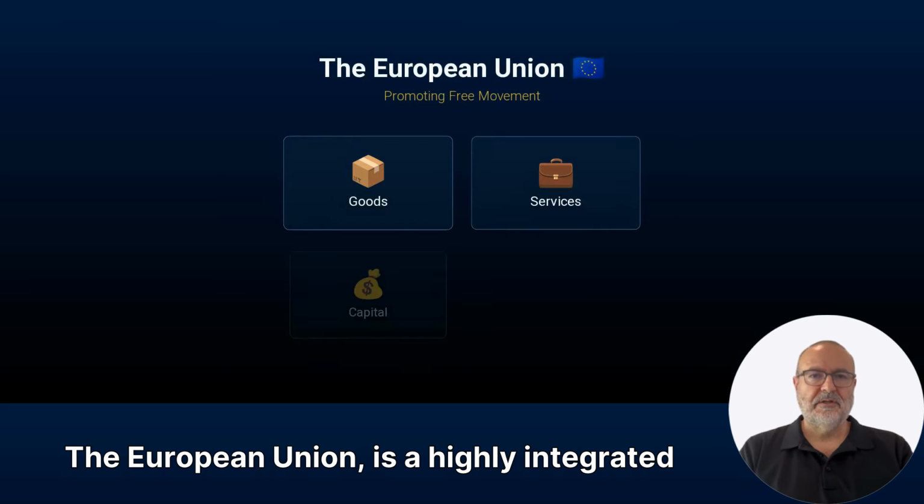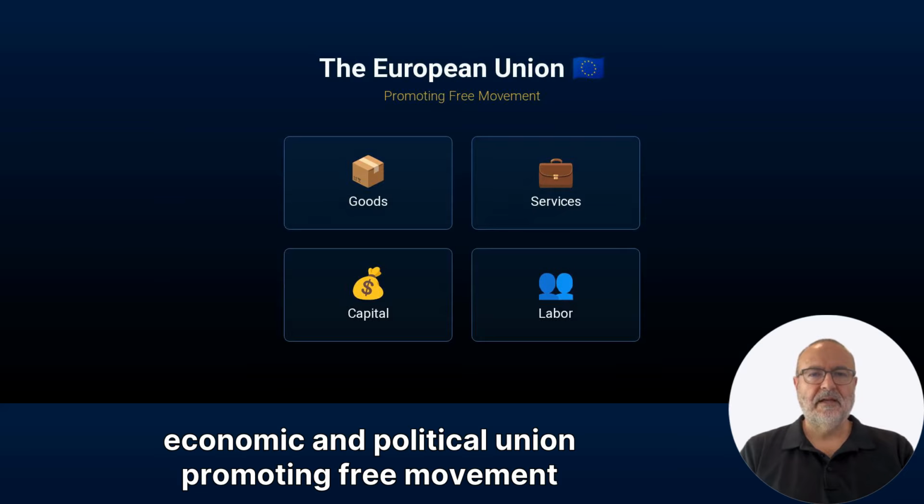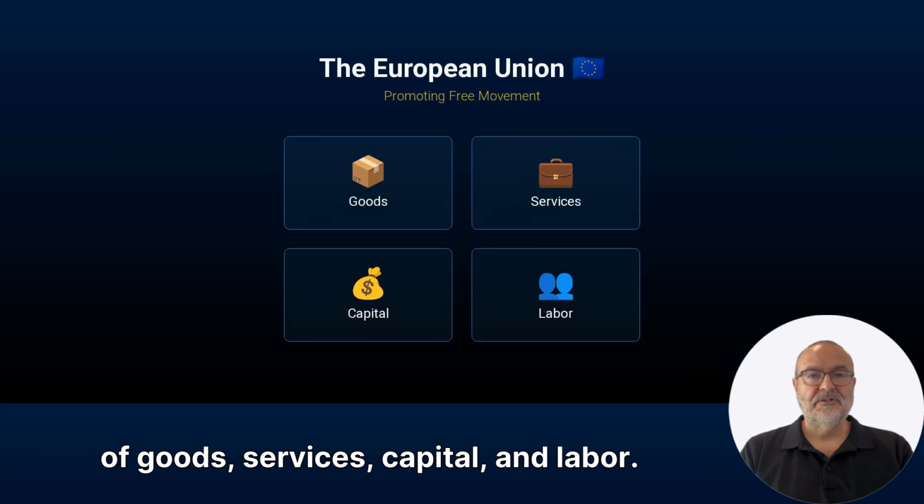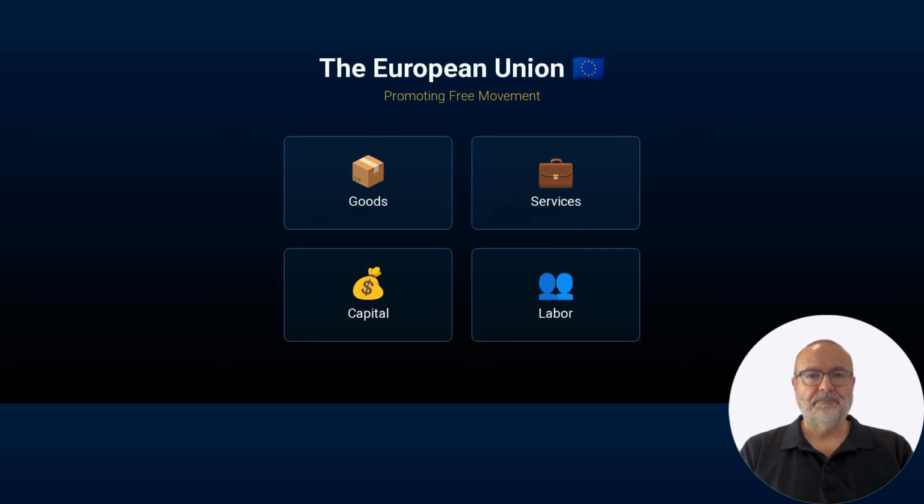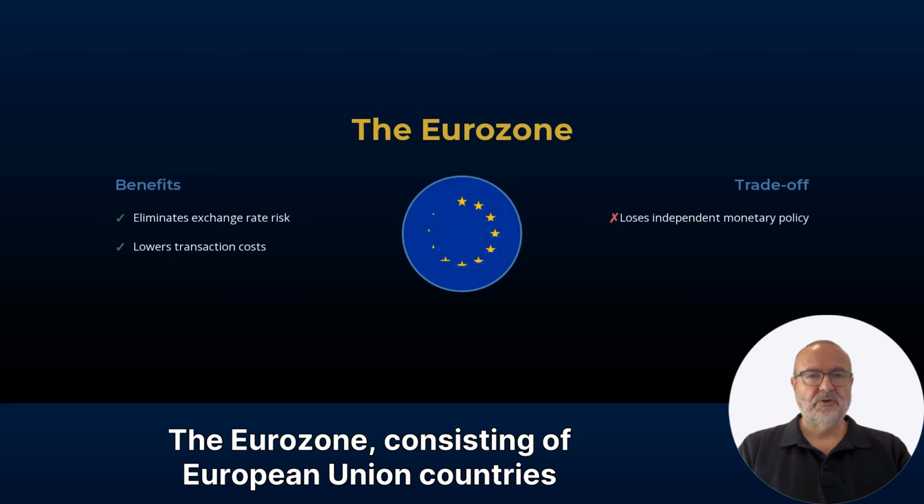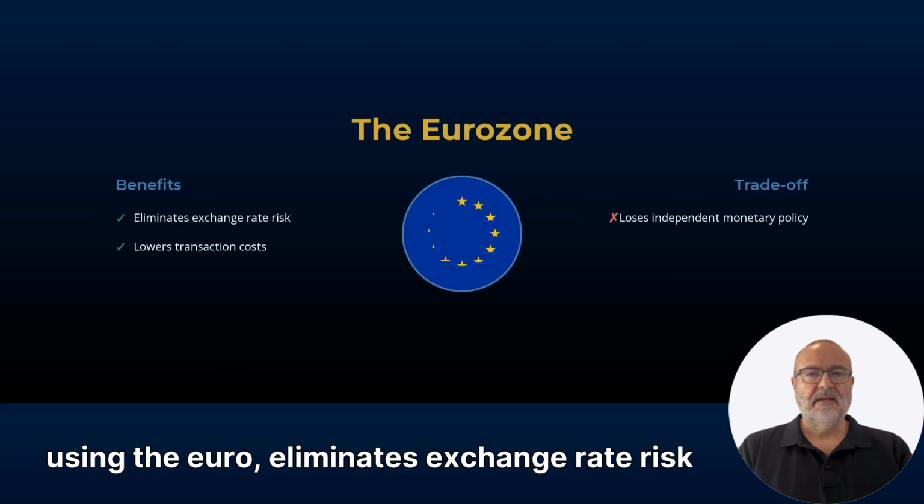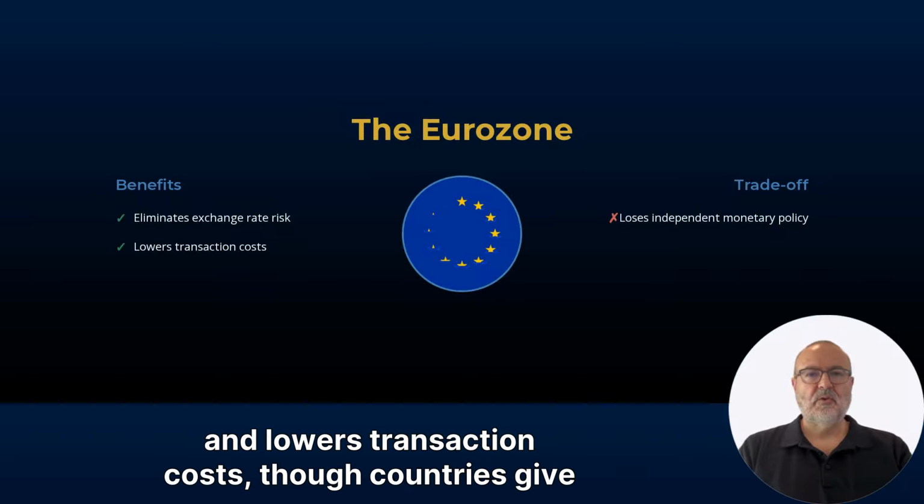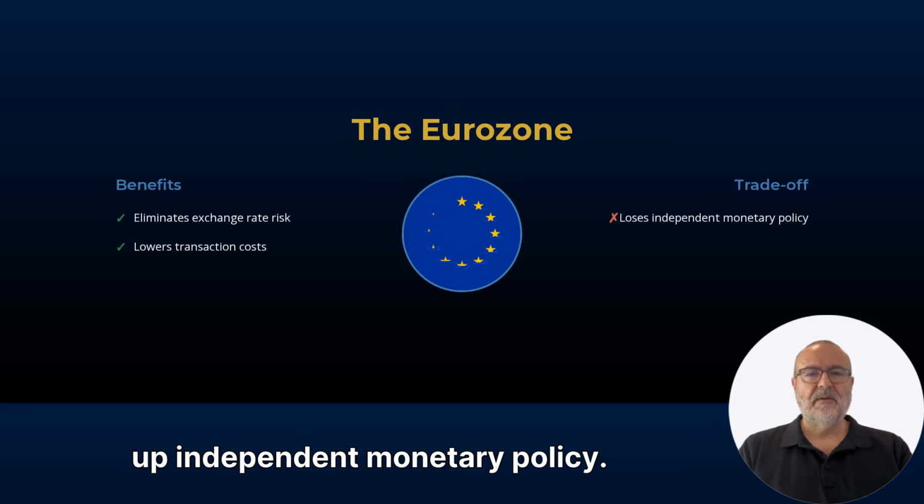The European Union is a highly integrated economic and political union promoting free movement of goods, services, capital, and labor. The Eurozone, consisting of European Union countries using the euro, eliminates exchange rate risk and lowers transaction costs, though countries give up independent monetary policy.